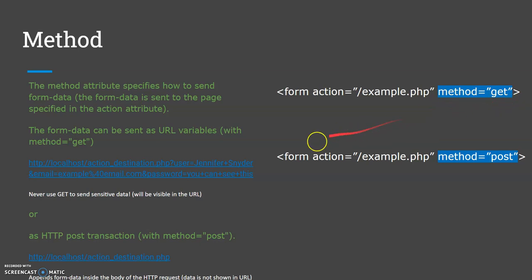The form data can be sent as URL variables with the method get. Using the method get will give you a URL that looks something like this. You can see the different variables, the user, email, password, etc. This is not the method you want to use if you're sending sensitive data. The data will be visible in the URL. So if you have something like a login with a password, or something with a home address or a telephone number, you don't want to use the get method.